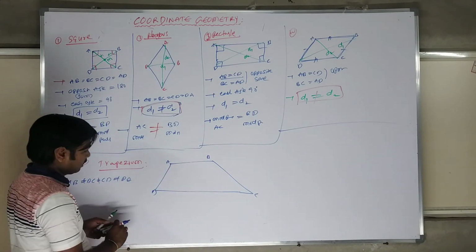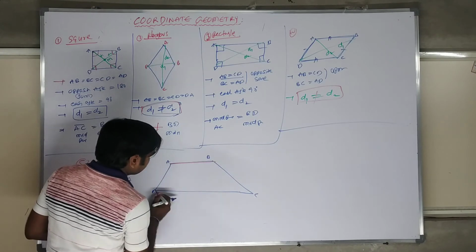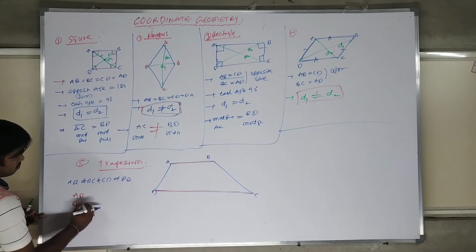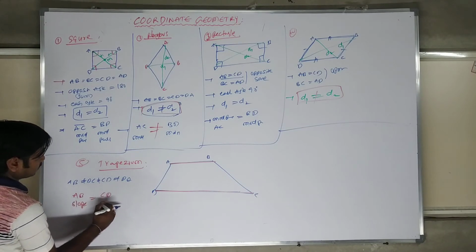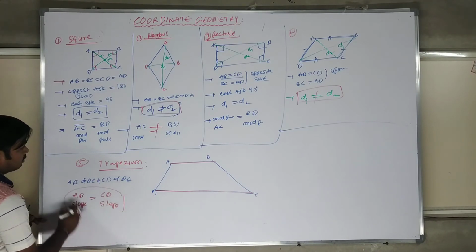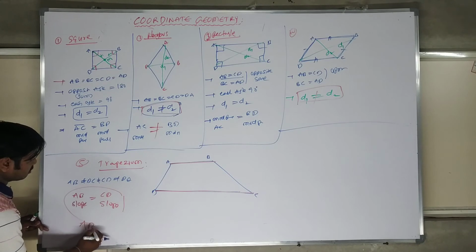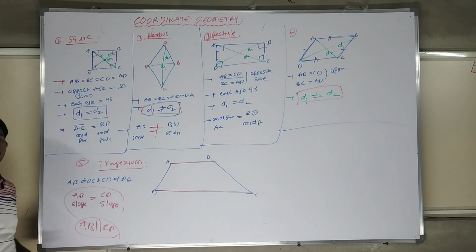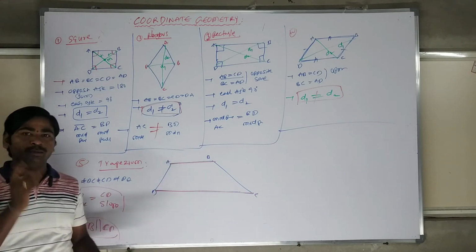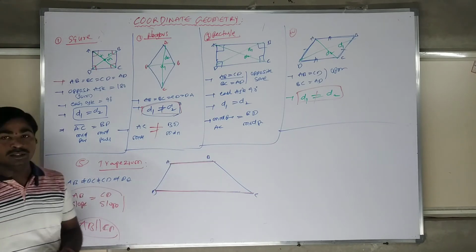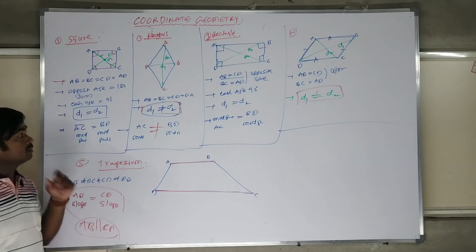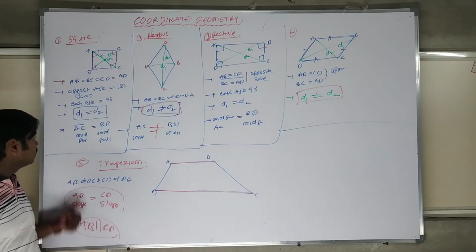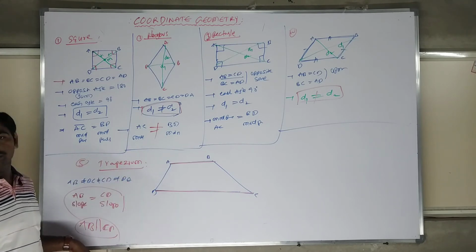Opposite sides should be parallel. AB slope and CD slope will be the same. AB slope is equal to CD slope. It means both are parallel, AB parallel to CD. This is considered a trapezium. In all cases, the sum of the four angles will be 360 degrees. This is quadrilateral identification. Is that clear? This is a trapezium.